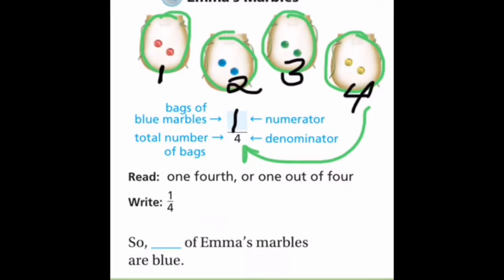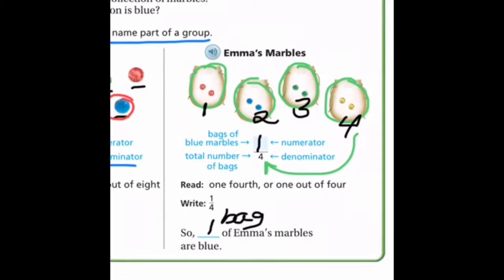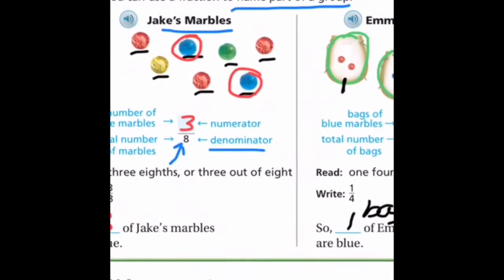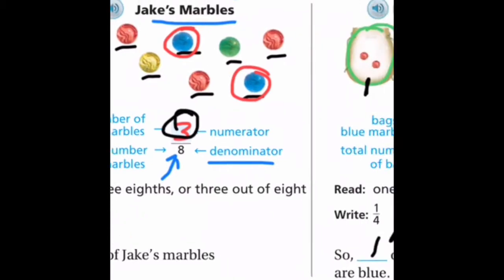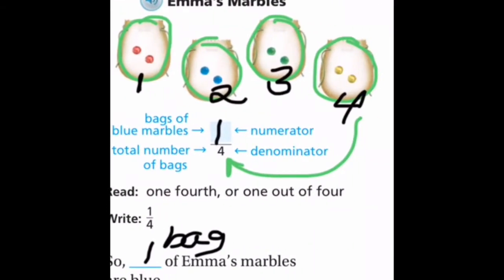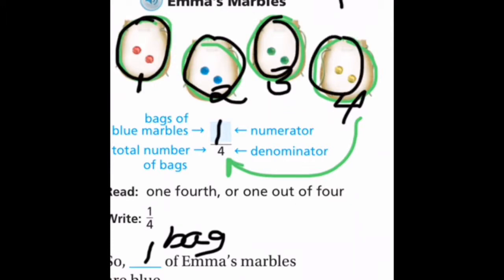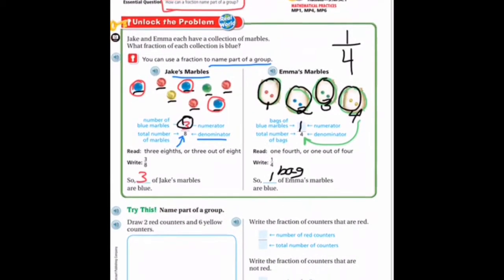So 1 of Emma's bags of marbles is blue. And I would put bag to make a little more sense. Okay, so we can either count all of them and just find a total number, or we can put them into little groups, and in this case Emma had hers in bags, and then we just count the groups. So we had 4, and 1 of them had the blue marbles.